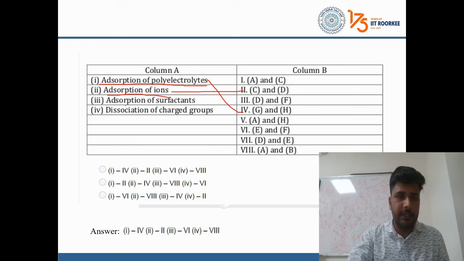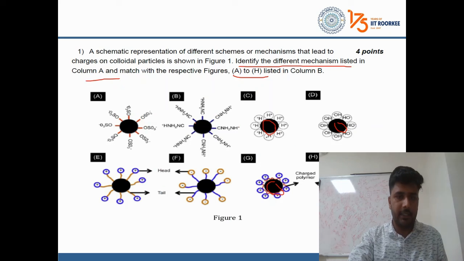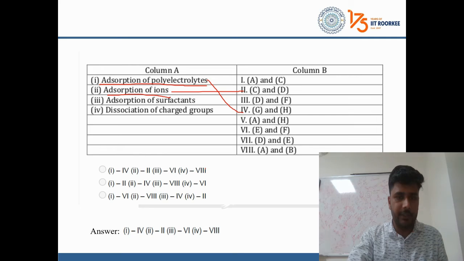The third is the adsorption of surfactants. Before selecting the right option, we have to know what moieties surfactants contain. A surfactant contains two moieties, called the head and the tail. This is the tail, which is the hydrophobic part, and this is the hydrophilic part. The hydrophilic part is called the head, and the hydrophobic part is called the tail. From this concept, it is very clear that E and F are the appropriate options for the adsorption of surfactants. So you just have to select E and F for the sixth option.